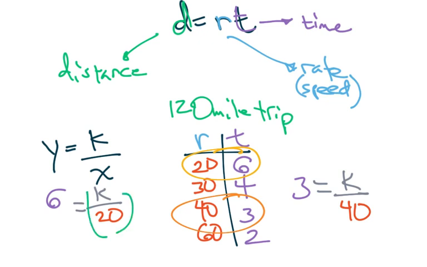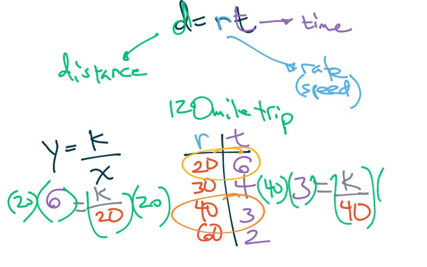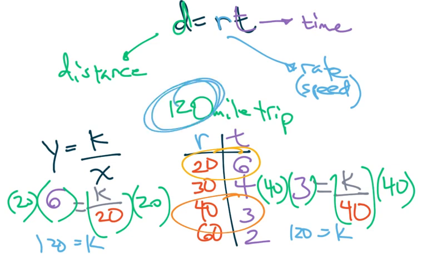Well, what would I do in both situations? On the left, I would multiply both sides by 20 in order to isolate. On the right, I would multiply both sides by 40 in order to isolate. And can you guess what we're going to come up with in both situations? Yeah, we're going to know the k, and the k would be 120. And hey, that was our trip. And you're like, okay, cool enough. Let's keep going. Yeah, let's graph.